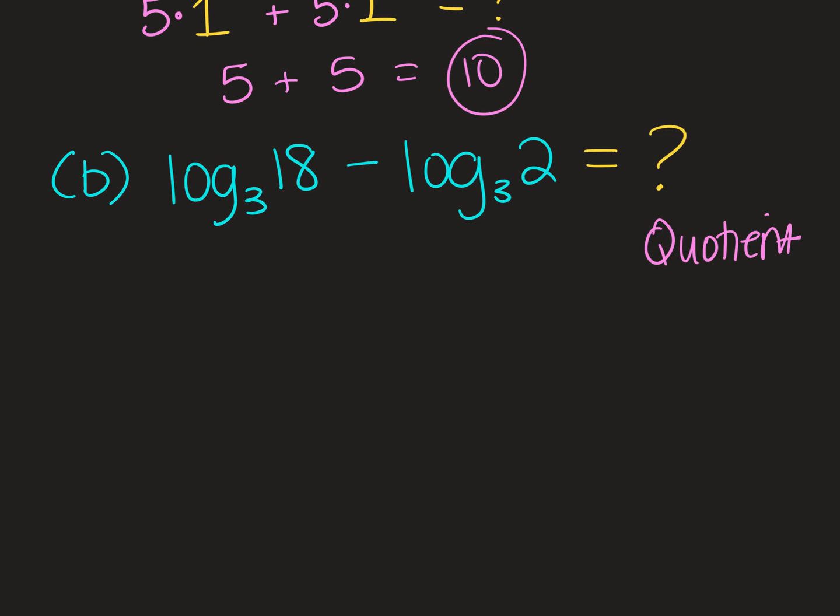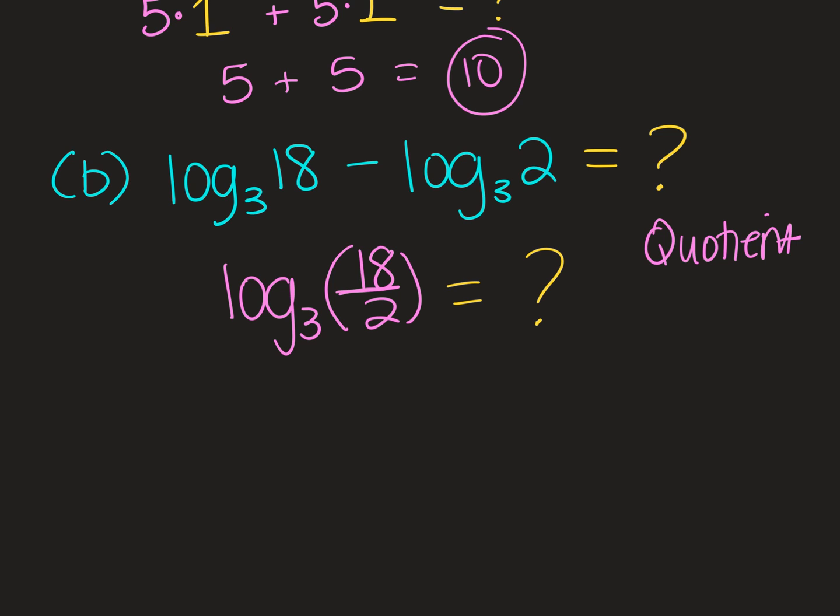To do that, I'm going to take those 2 logarithms and make them one logarithm. And that one logarithm is going to have a base of 3. So log base 3. Now, because we're subtracting the logarithms, whatever's inside the logarithm has to be a fraction. The first logarithm, the 18, becomes the numerator. The second logarithm, that 2, becomes the denominator. So now I've got something that maybe makes a little more sense. We can simplify this at least. 18 divided by 2, that's something we can do.